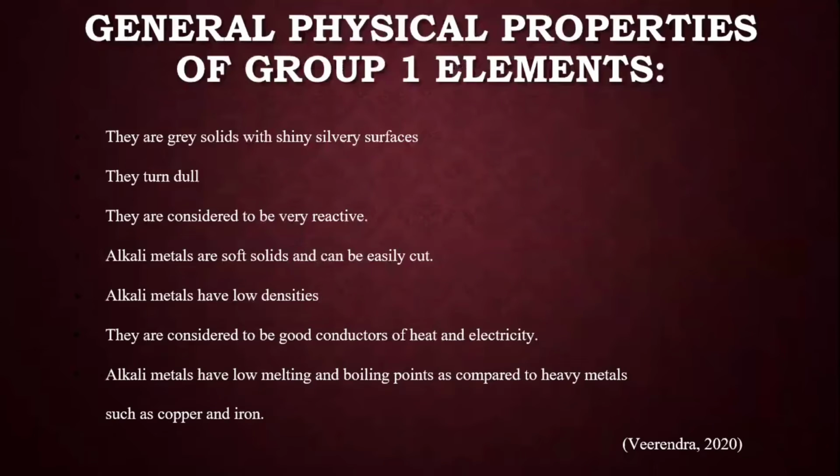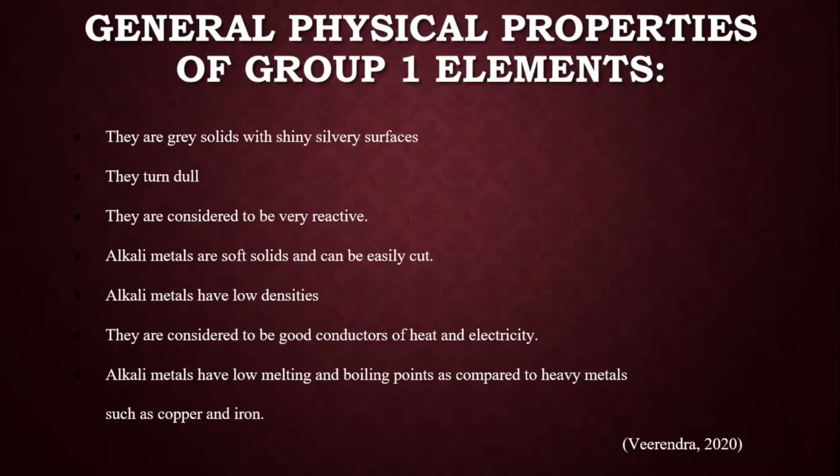On the next slide, we will talk about the physical properties of group 1 elements. It is known that group 1 elements or alkali metals are gray solids with shiny silvery surfaces when freshly cut. These surfaces turn dull when exposed to air. This is because alkali metals are very reactive. They react rapidly with oxygen and water vapor in the air when exposed.